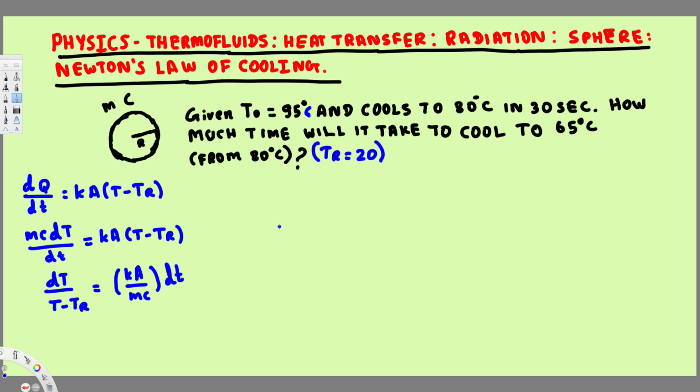Right? Now we know that dQ is equivalent to mc dT. So we can replace this dQ with mc dT over dt, that's equivalent to KA (T minus Tr). Now, in order to integrate this one, it's better to arrange the like terms together. So that's why we arranged these temperatures together and time to the other side.